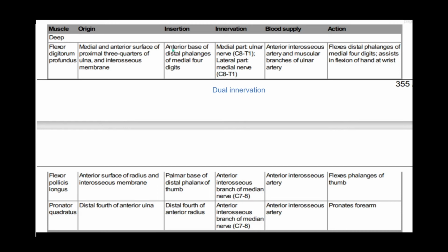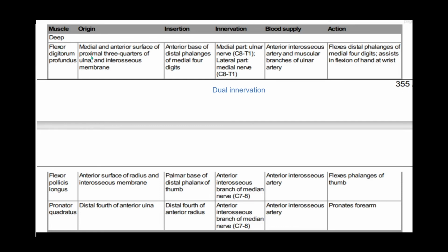So the anterior base of the distal phalanges of the medial 4, or you can say the ulnar 4 digits, which are the second, third, fourth, and fifth digits, or which are your index finger, your middle finger, your ring finger, and the little finger.